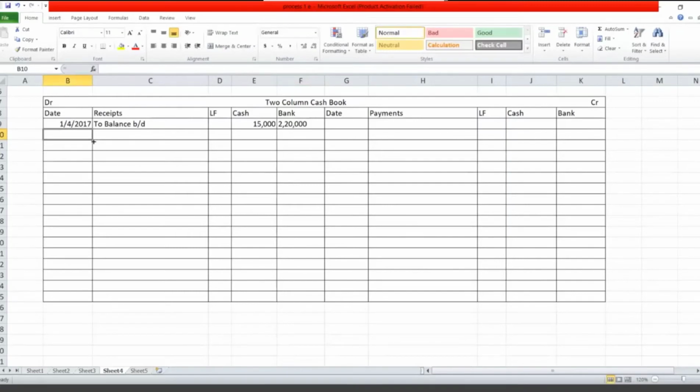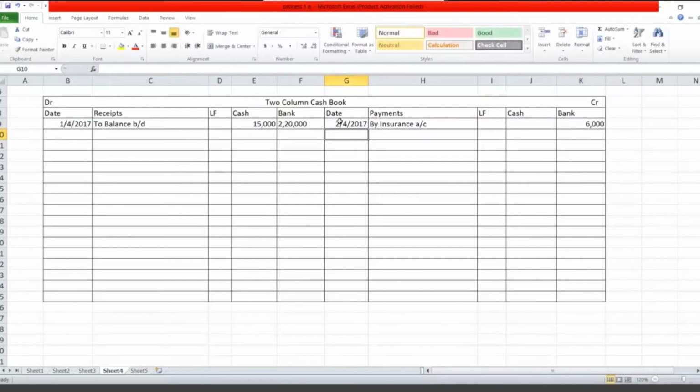Next transaction. Insurance premium paid by check. On the second, insurance premium paid by check. So by insurance premium. Why am I writing on the credit side? Already we have done many problems, so I'm not giving much explanation about that, because it is a payment. So we write on the payment side, where you have to take the cash column or the bank column. They paid by check, so I'm taking in the bank column 6,000 rupees.